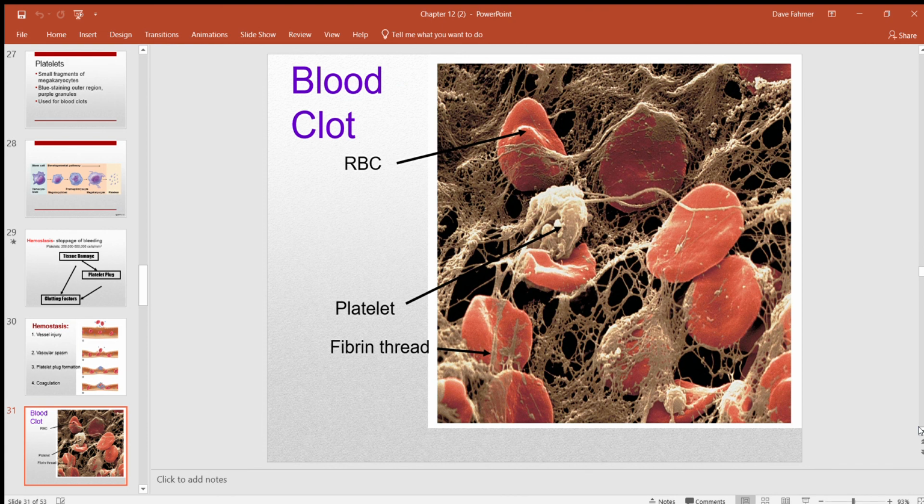And that's what a blood clot looks like up close. We have platelets, red blood cells, and proteinaceous fibers that form this meshwork.